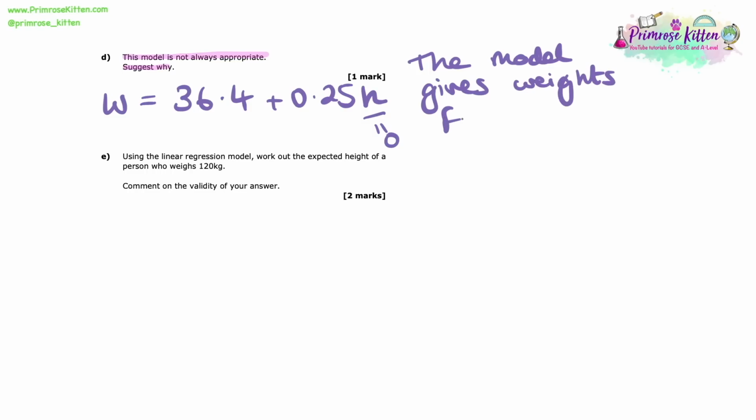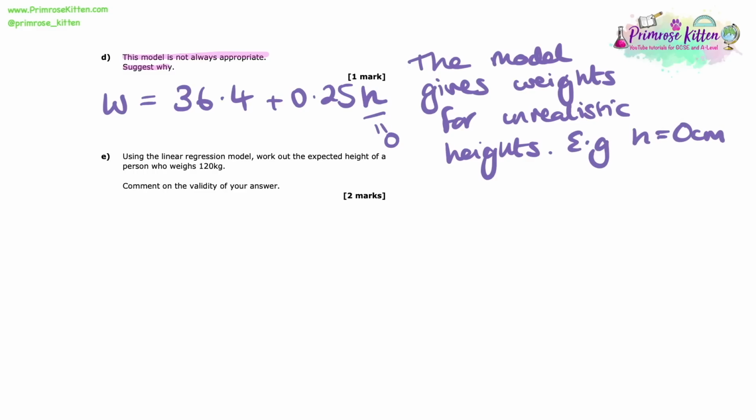So that is going to be our answer here. It's not always appropriate, and we can see that because it gives weights for unrealistic heights. For example, somebody that had a height of 0 centimetres would still have a weight of 36.4 kilograms. So whenever you get a question like this, testing the appropriacy of a model, just think, at certain variables, would it make sense?